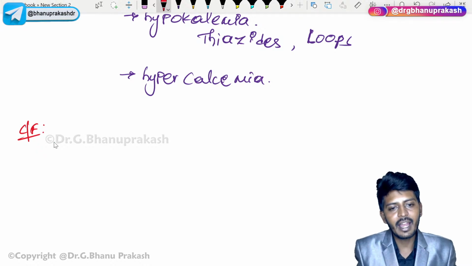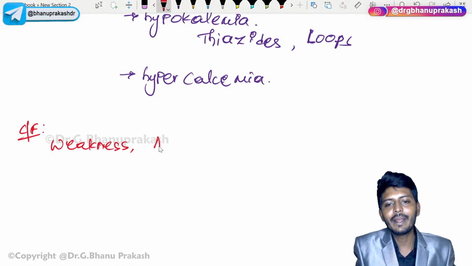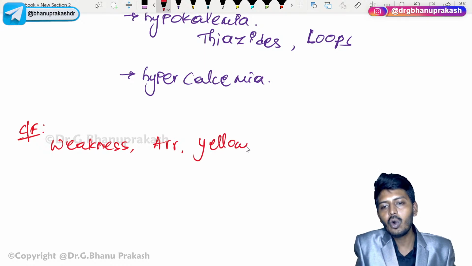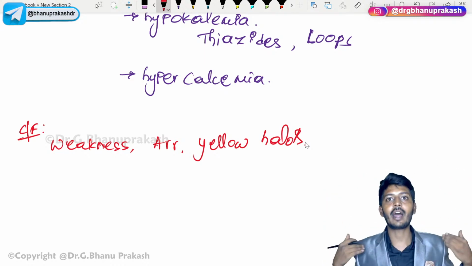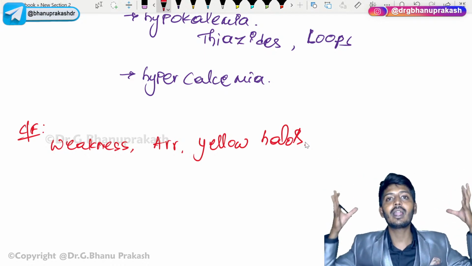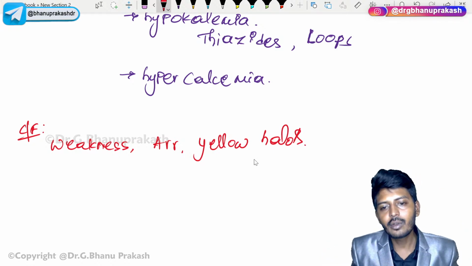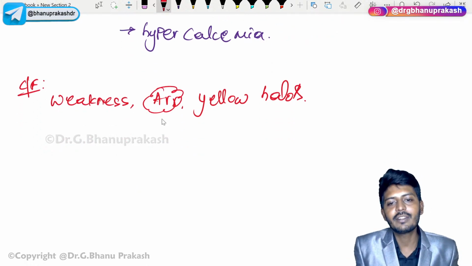What is that? The patient can have excessive weakness. Yes, the patient can have arrhythmia, right? The patient can also have yellow vision, yellow halos. He will say, today I am God because there is a sun around my head. I'm feeling as if I'm having a yellow colored light and yellowish vision. That time also we need to think of digoxin toxicity.